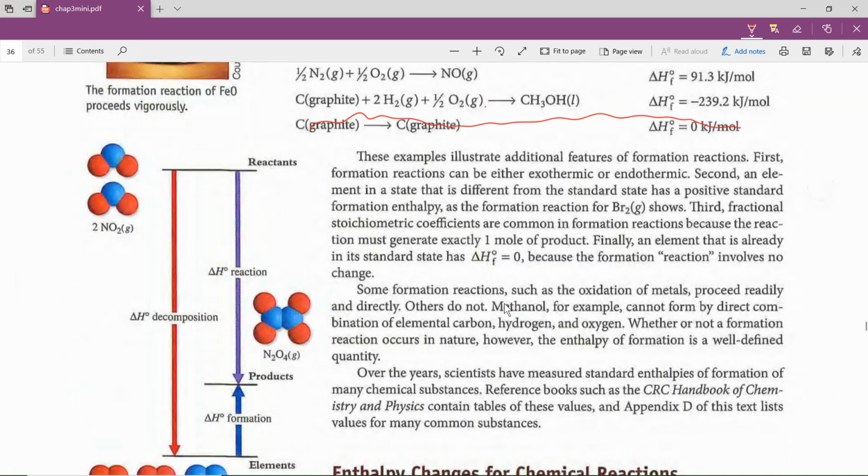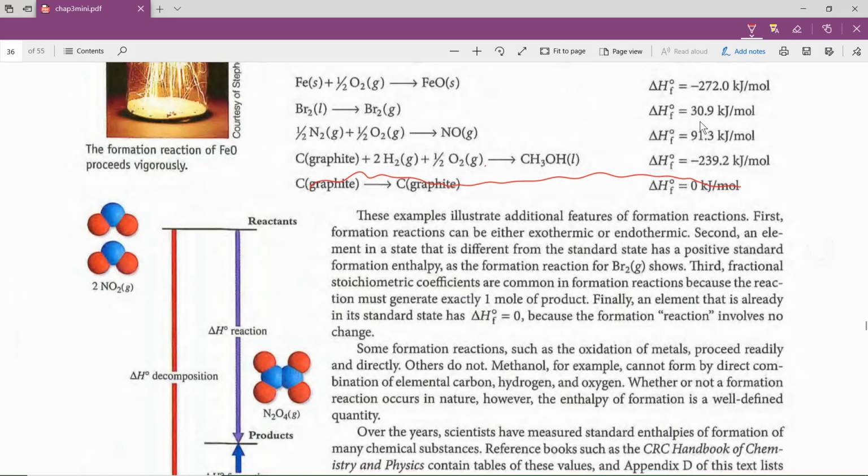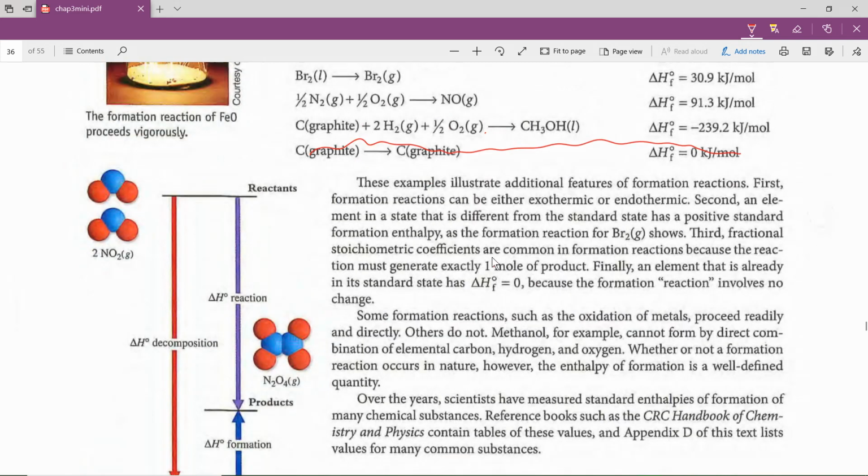Then there are the formation reactions, which can be exothermic or endothermic. The majority, if you look in the table, seem to be exothermic. If you have an element in a state that's different from the standard state, it has a positive standard formation enthalpy. For example, Br2 gas is positive 30.9, so it's not in the standard state, so its delta H naught of formation is positive. Fractional coefficients are allowed.